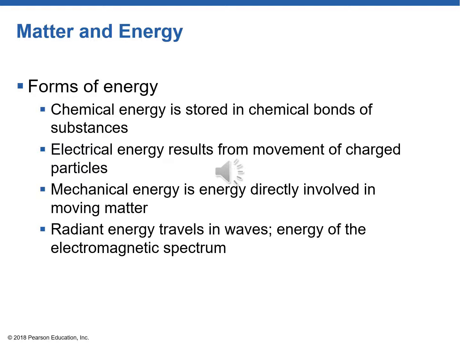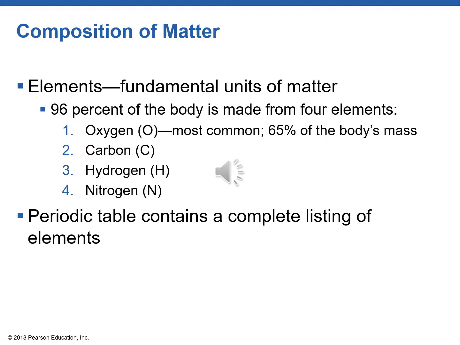Electrical energy results from the movement of charged particles. We're going to look at that when we look at how energy moves along a neuron. And mechanical energy is involved with moving matter, like moving our biceps, for example. And then radiant energy travels in waves. We actually use this type of energy with radiant warmers to keep newborn babies warm when they're having difficulty keeping themselves warm.